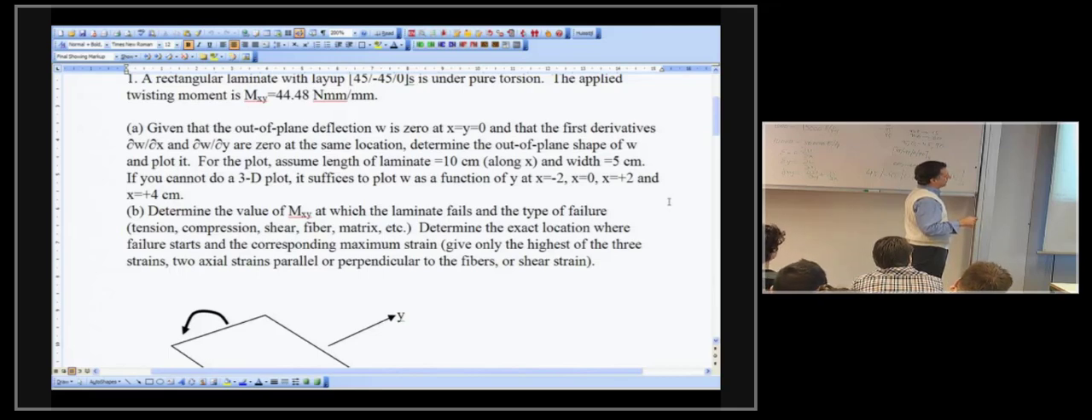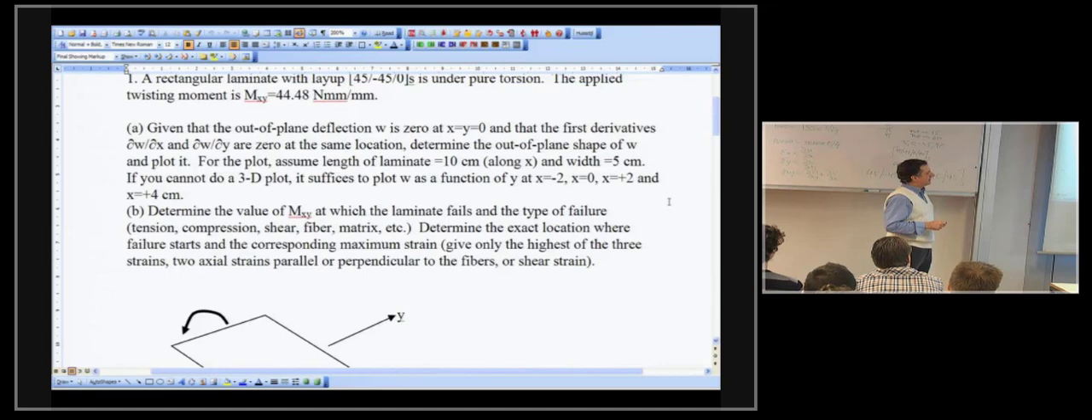If you cannot do a 3D plot, that's okay, but then I want a plot of W as a function of Y at X equals minus 2, X equals 0, plus 2, and plus 4. So at different locations, you will plot exactly what the shape is as a function of Y, so I can tell that you got the right shape. Having done all this, then you go to part B.